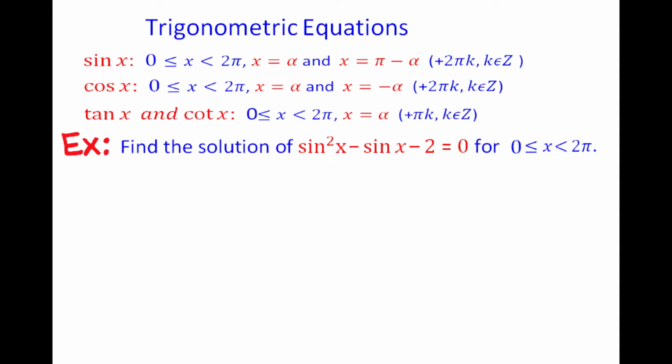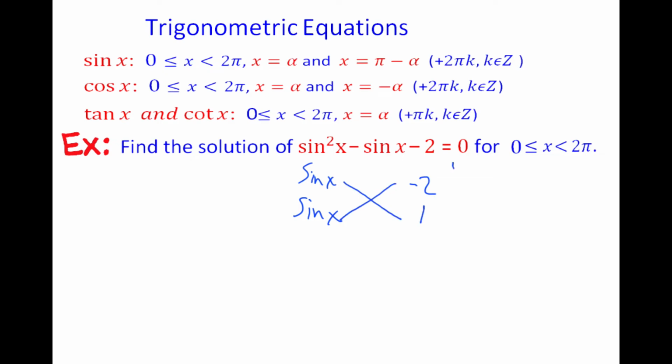And this is our last question, guys, in this video. And we have sine squared x minus sine x minus 2, which is equal to 0. And for x between 0 and 2 pi, what is the solution of this equation? Well, we need to factor this equation. For example, sine squared x can be written as sine x times sine x, right? Negative 2 can be written as negative 2 times positive 1.